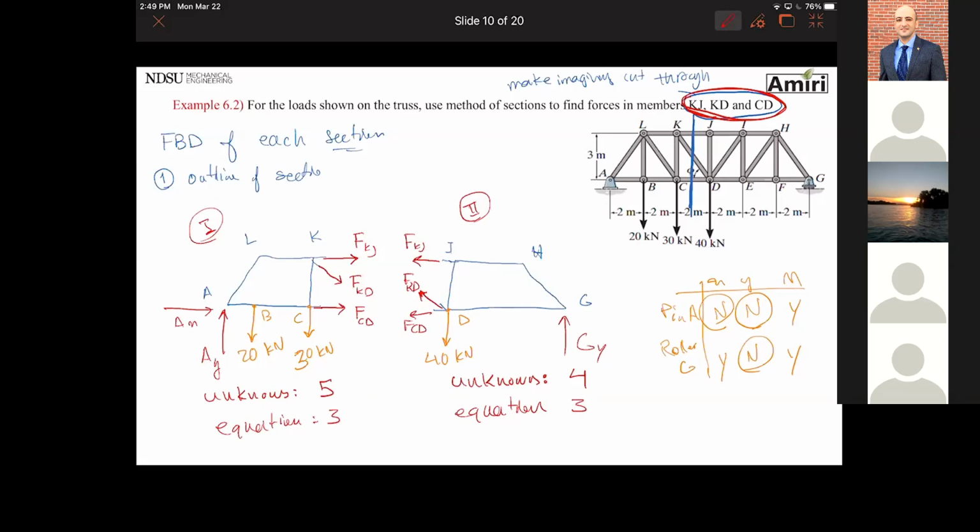There's no way you can solve 4 unknowns with 3 equations, or 5 unknowns with 3 equations. So what do you do now? Have you learned to make another section? No. Any other cut that you make is going to give you 3 unknowns, right? So it's not helping. Have you learned anything in statics that can help you find some of the unknowns?